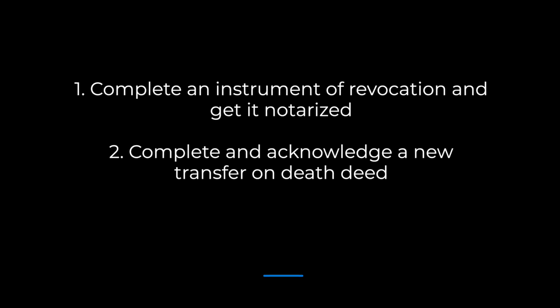If you record a Kansas transfer on death deed and later decide to revoke the deed, you can do so by one of two ways. Complete an instrument of revocation and get it notarized, or complete and acknowledge a new transfer on death deed. Each of these documents must be recorded with the Register of Deeds before the transferor's death to be valid.